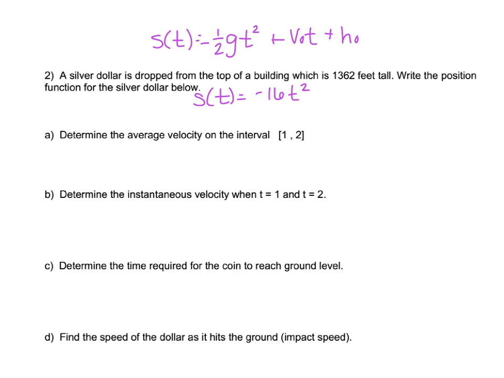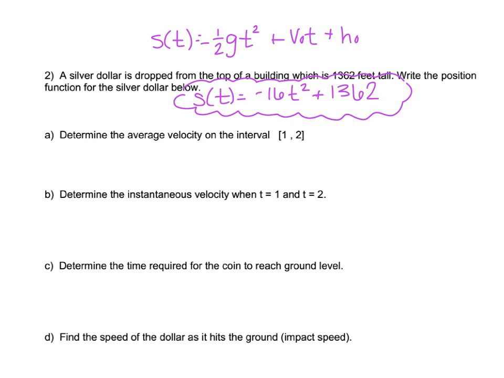You're not throwing it down. You're not throwing it up. You're just dropping it, so you're not using any force behind it. So that means the initial velocity is just 0, and this whole term right here isn't even a part of this equation. And then initial height, we know the height of the building is 1,362 feet tall, 1,362. So here's our position function, how high the coin is at any given point in time after it's dropped.